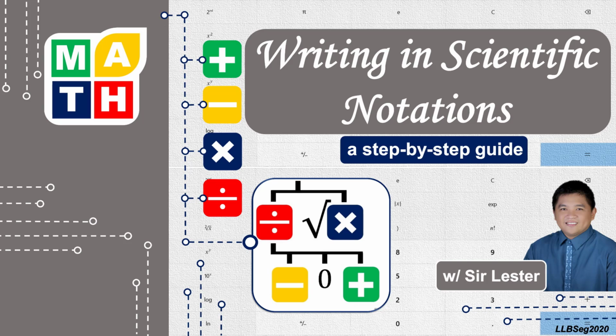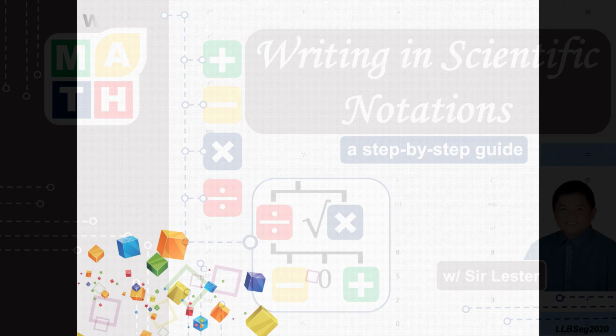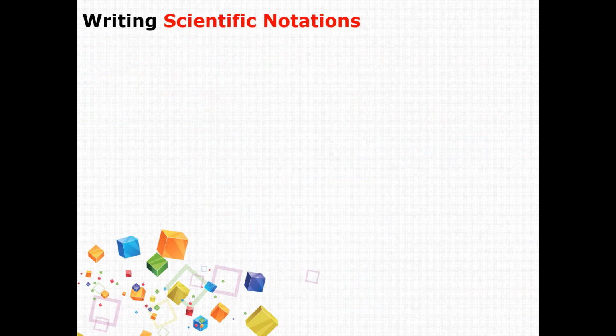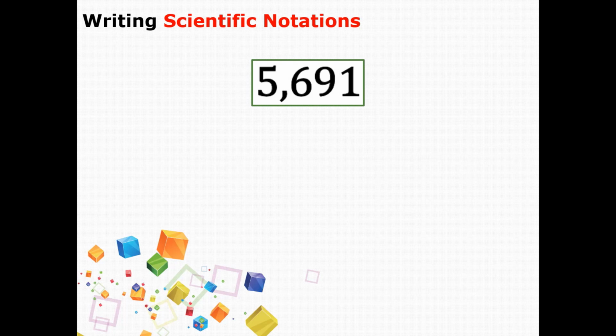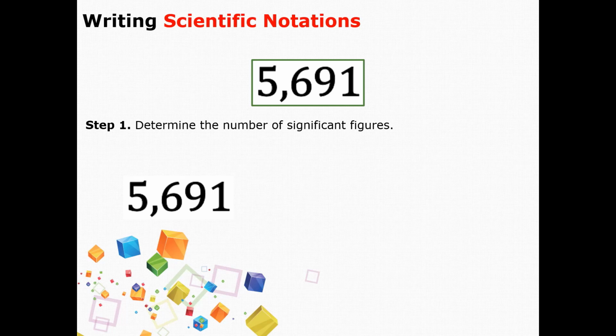Hello everyone! This video is a step-by-step guide in writing scientific notations. Let us consider this example. To write this in scientific notation, we need to determine first the number of significant figures. Take note that all non-zero digits are considered to be significant.